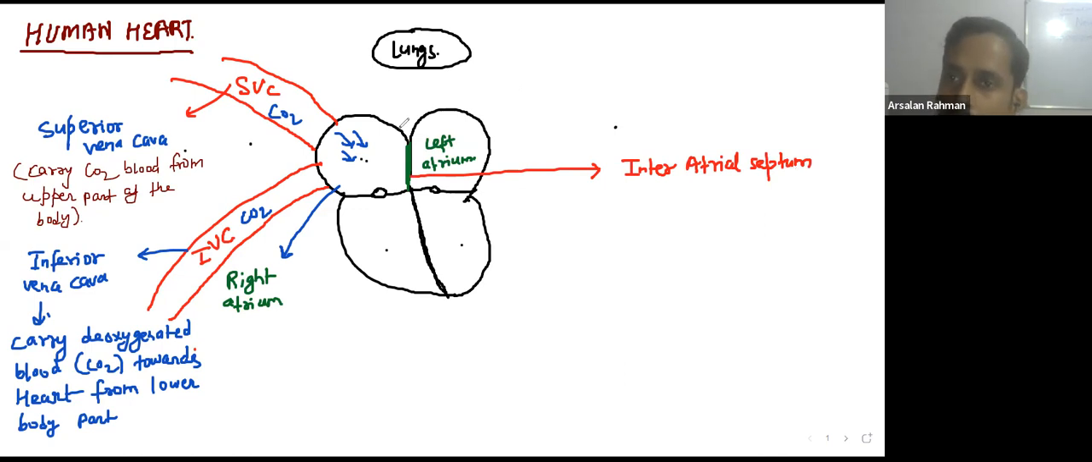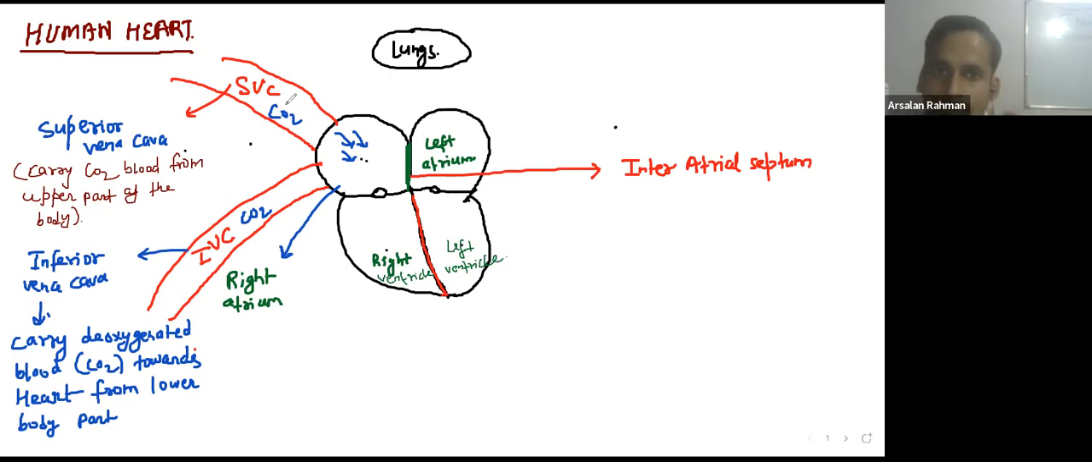Now what will happen? There is another wall. Can you see there is another wall which divides left ventricle and right ventricle? This is called right ventricle. And this is left ventricle. Can you see the writing clearly? This one is called left ventricle.